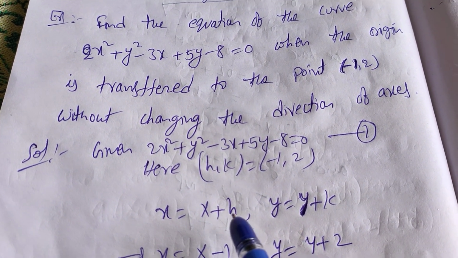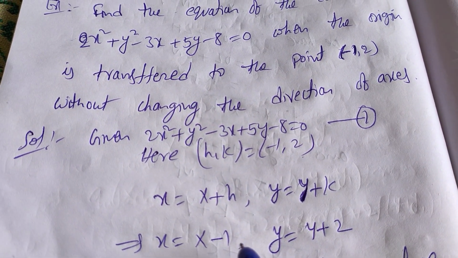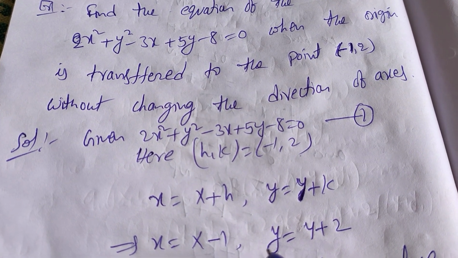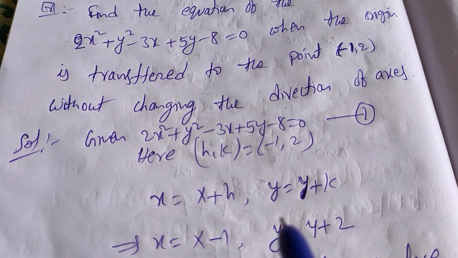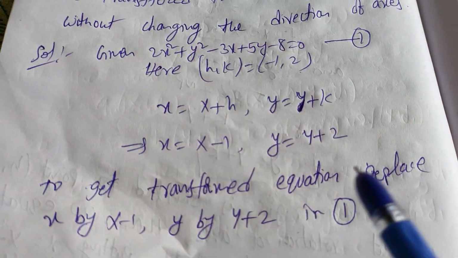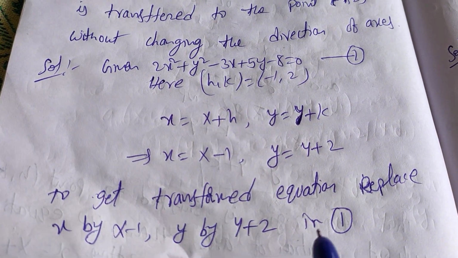So h means minus 1, k means 2. Substitute here: X is equal to x minus 1, Y is equal to y plus 2. Don't expect any other points in the place of x comma y, because we have to get the variable equation. So we need to substitute capital X and capital Y in terms of these. To get the transformed equation, replace x by x minus 1, y by y plus 2 in equation 1.